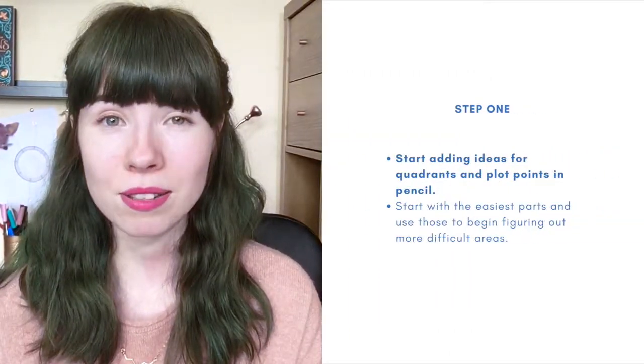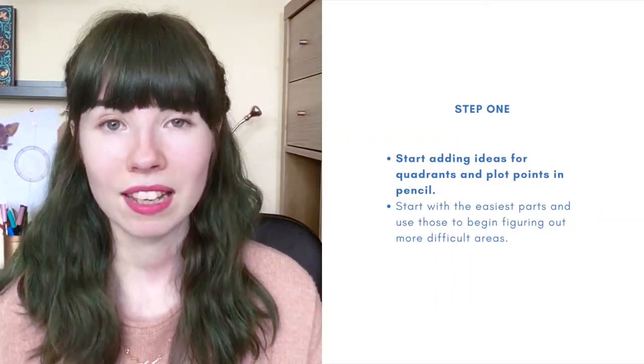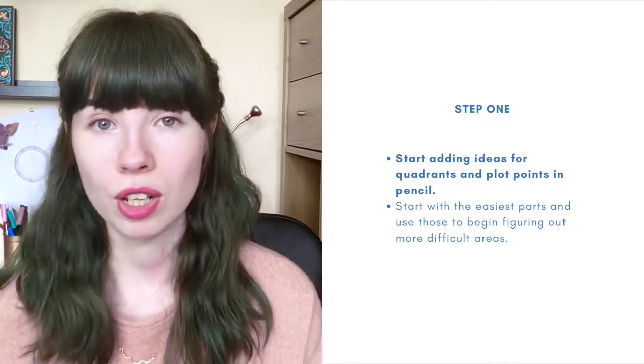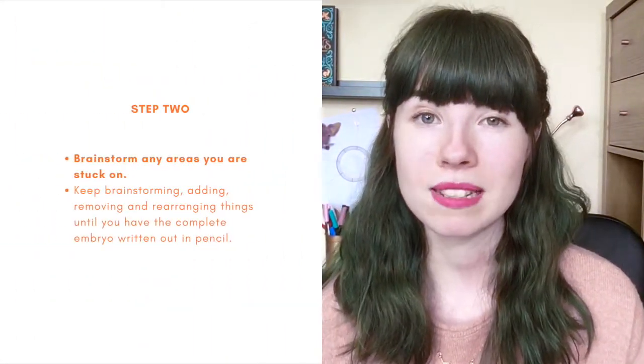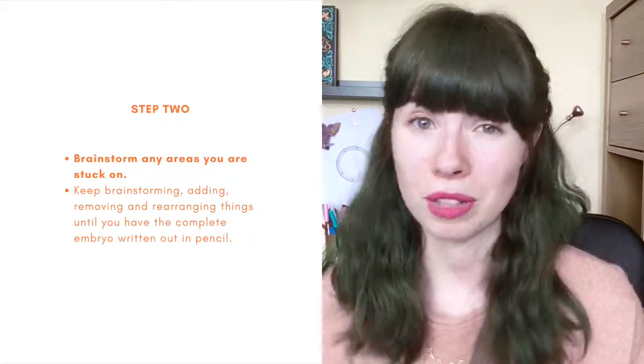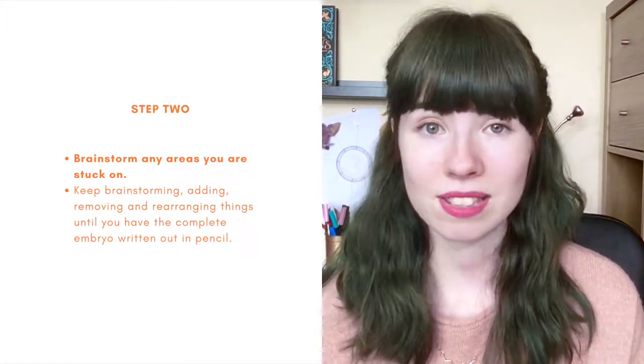So there are 3 basic steps to completing any plot embryo. You start with a pencil and you start adding in elements and comparing them to other parts of the plot embryo to see if they match up, and start generating new ones. Step 2 is to brainstorm any parts which you're unsure of, which are blank, which you can't figure out. And this just takes as long as it takes.